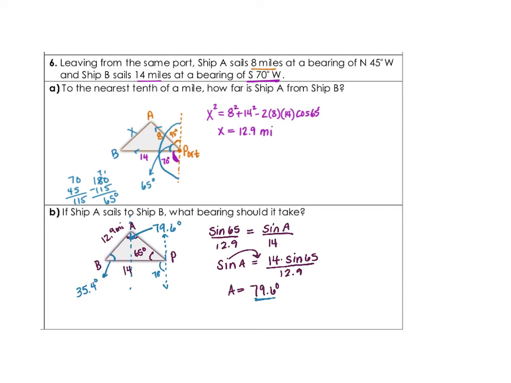So I already know ship A, if they want to head in that same direction here, it's already got, of that 70 degree bearing, it's got 35.4. So the actual bearing that ship A needs to take is going to be this difference, which is going to give us a south 34.6 degrees west. And that should get us over to ship B.